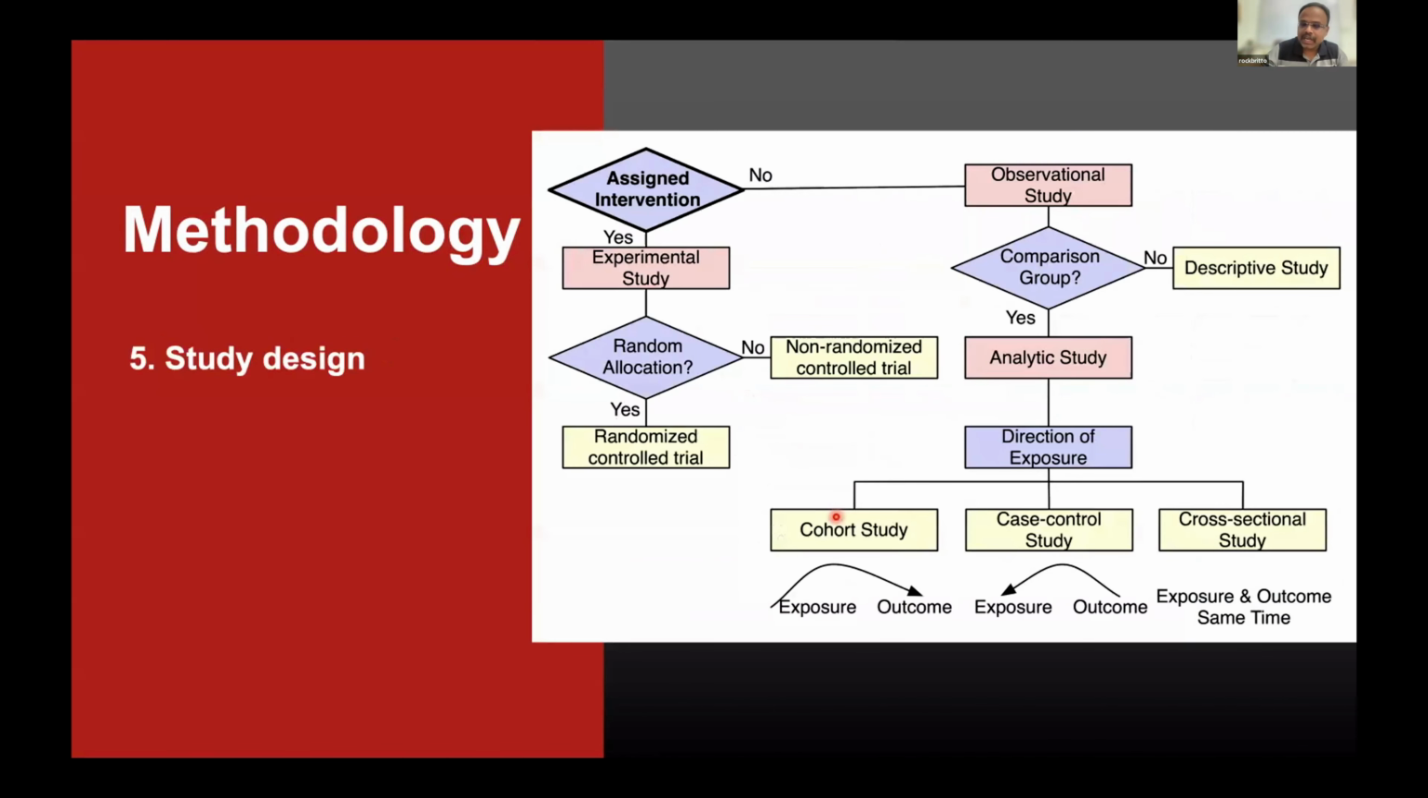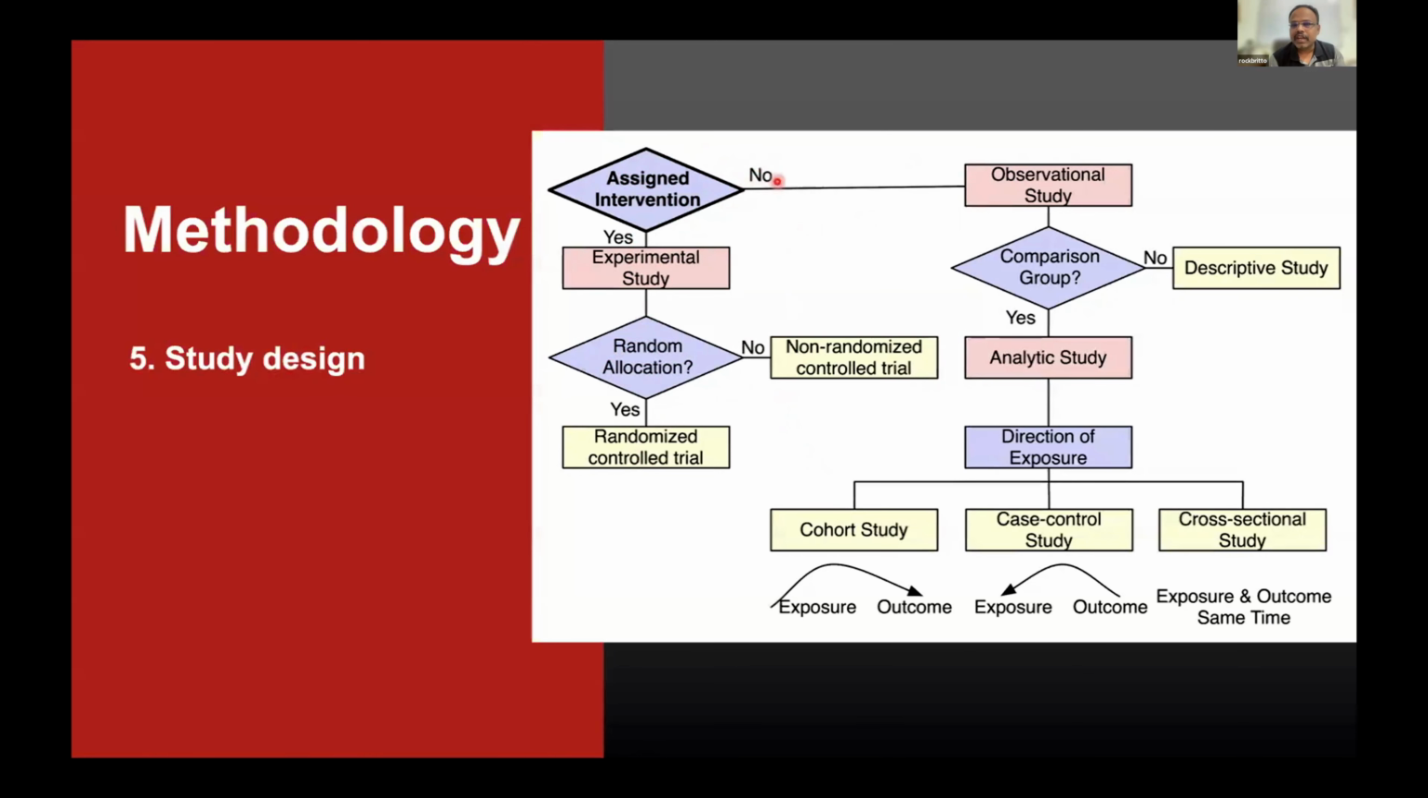Now we move on to the study design. This is one algorithm which is taken from Last's Dictionary. So you need to ask yourself whether you are going to have any intervention or not. If yes, that is an experimental study. If no, it is an observational study. Under experimental study, you are going to ask the next question: are you going to give that intervention through random allocation? If yes, it is a randomized control trial. If no, it is a non-randomized control trial.